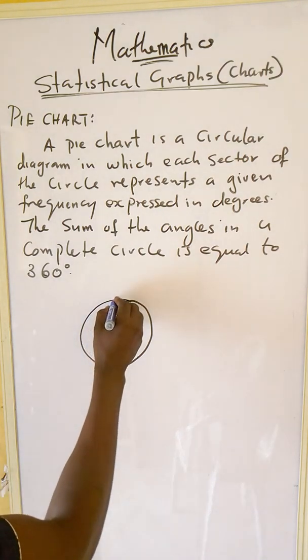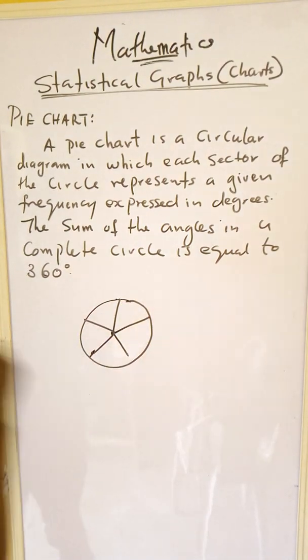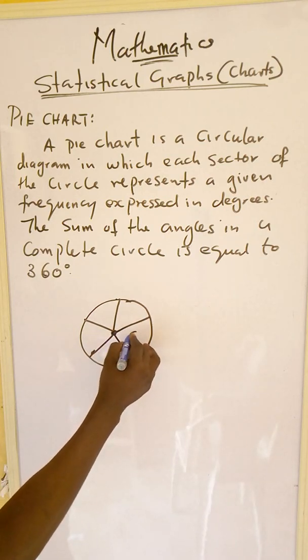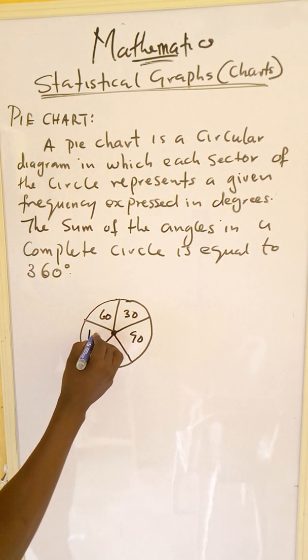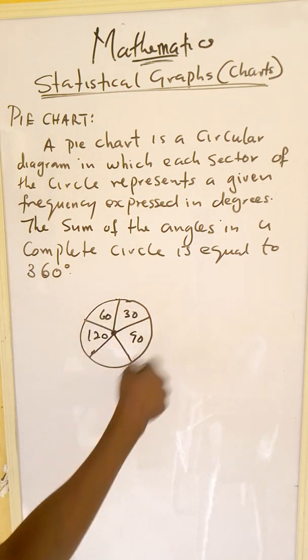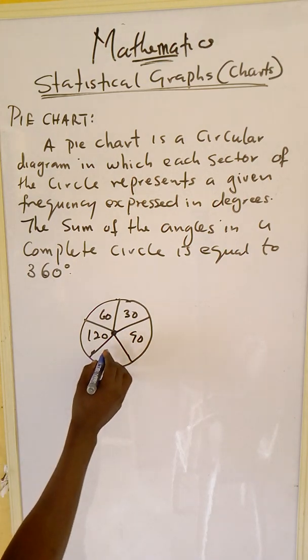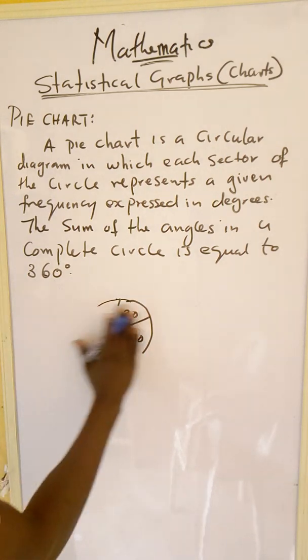Now when we divide a particular circle into different sections, each of these we call a sector. The sum of these must give us the same total value, which must give us 360. Is that clear? So that is about the circle.